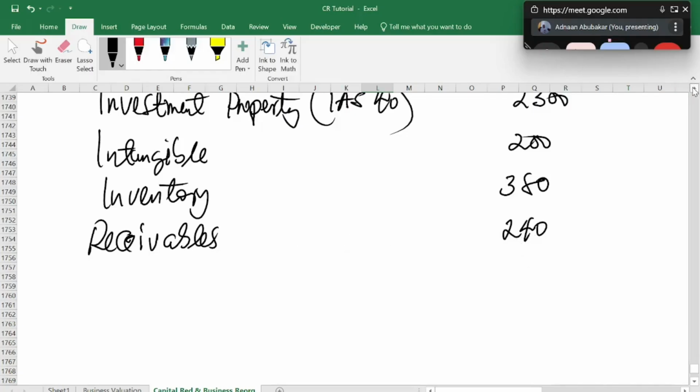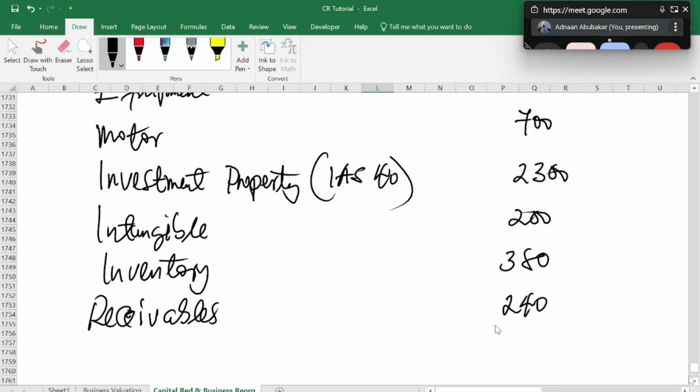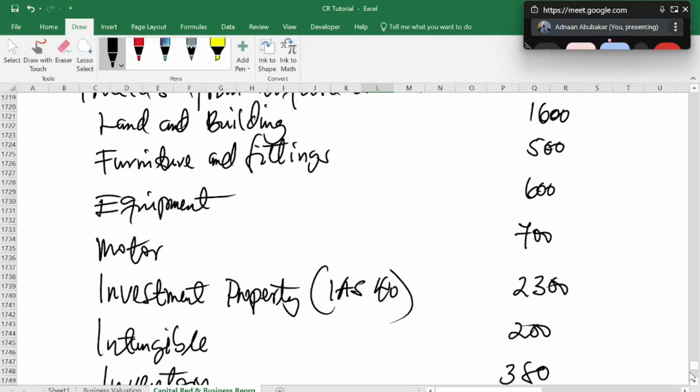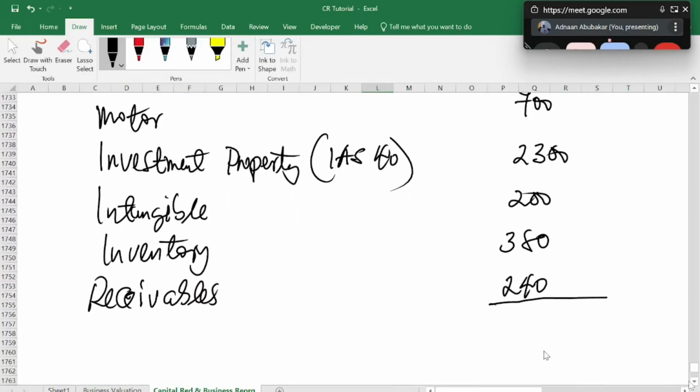Next, we are done with the assets. That is all. Do you understand? Don't go to other ones, please. You do it up to current assets, then end it. Then you add it up, so this becomes our proceeds: 600 plus 700 plus 2300 plus 200 plus 380 plus 240. That is 6520. So this becomes your total proceeds.